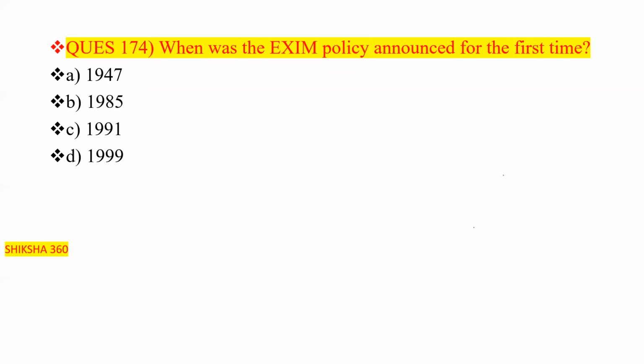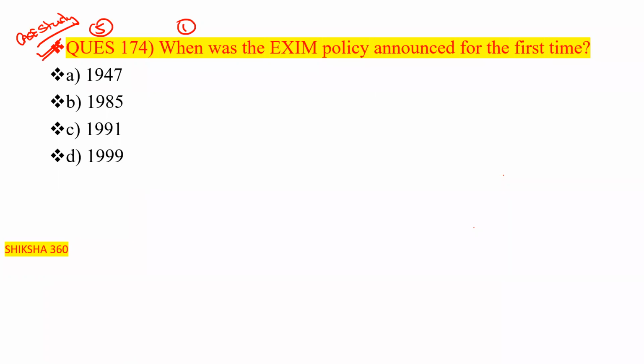1947, 1985, 1991, and 1999. Clear? These types of questions are sometimes asked as case studies, 3 marks or 5 marks. In that case you will get a 1 mark question. This type of question you will get as a 1 mark question.